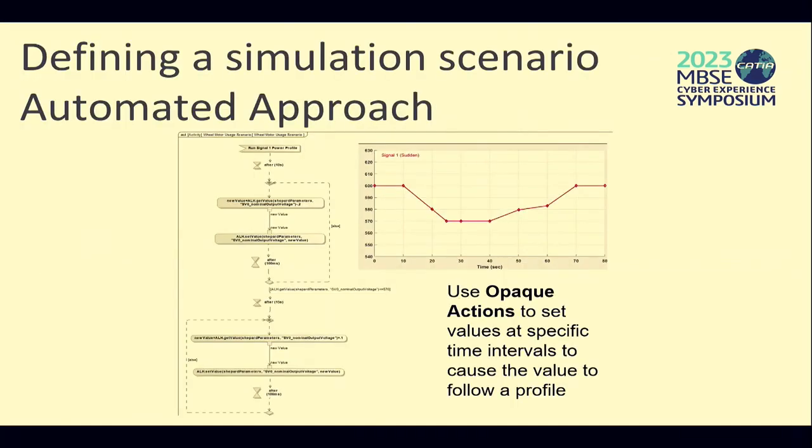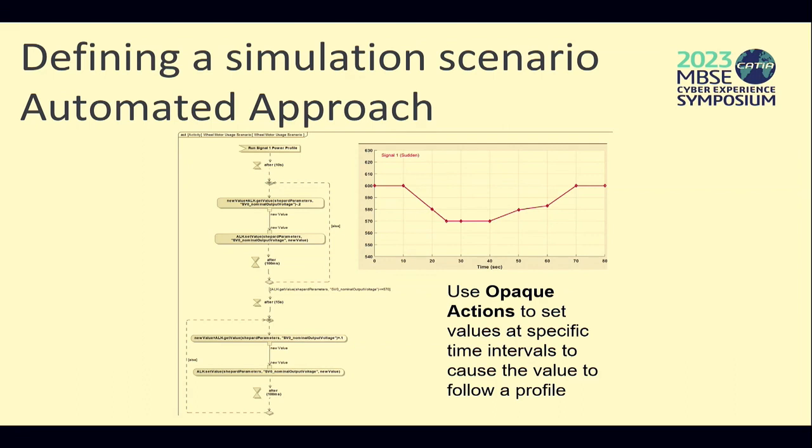Before we jump into the model, this is a quick look at how you could do a simulation scenario within the model using opaque actions. This is actually an image that was created in Simulink that shows a profile that we wanted the voltage of the bus, I believe, to follow.